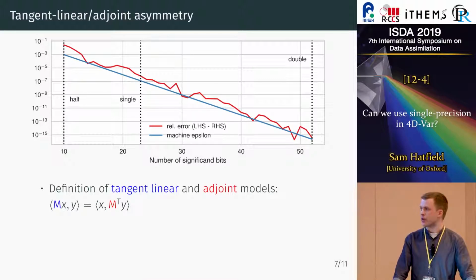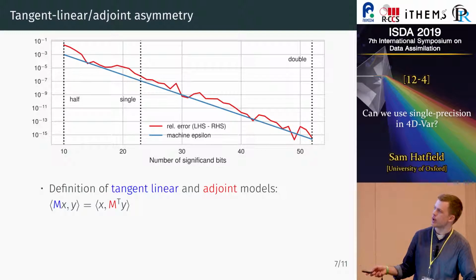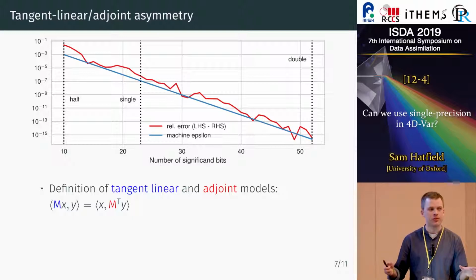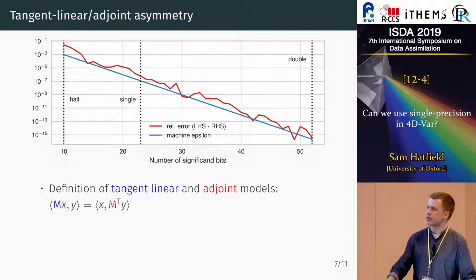So let's begin with the tangent linear and adjoint model identity. The tangent linear and adjoint models are related by this expression here, where x and y are arbitrary vectors. Now, if we had a perfect infinite precision computer, then this identity would be satisfied exactly. But because we're using imperfect finite precision floating point arithmetic, there will in fact be a small difference between the left-hand side and the right-hand side.